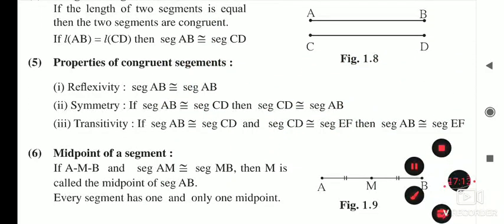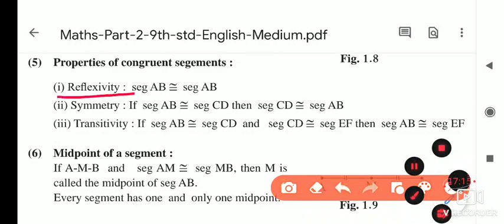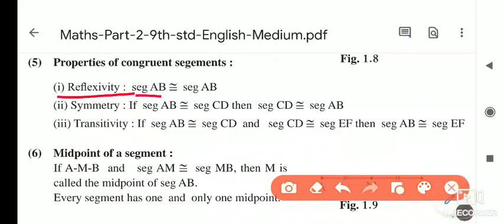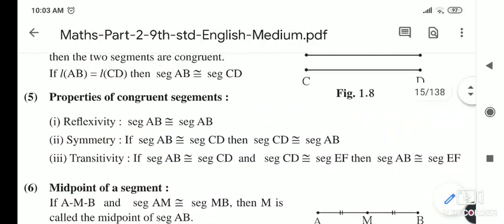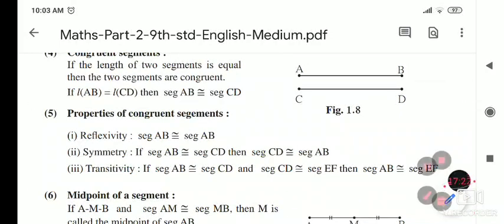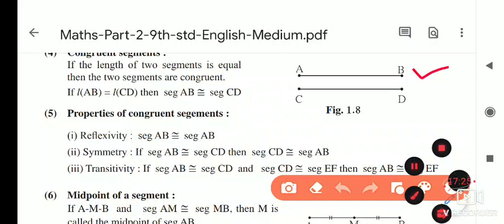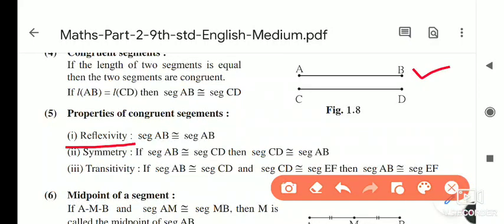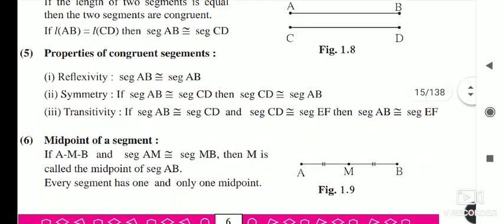So what are the properties of congruent segments? First is reflexivity: segment AB is congruent to segment AB. The meaning is that every segment is congruent to itself. Next property is symmetry: if segment AB is congruent to segment CD, then segment CD is also congruent to segment AB. And lastly, transitivity.